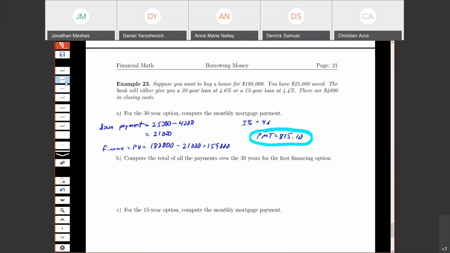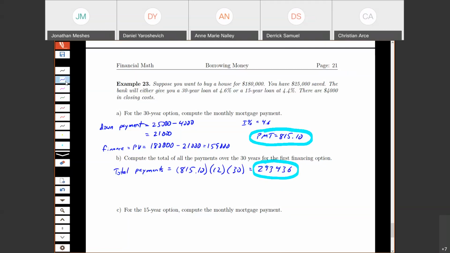Part B, compute the total of all the payments over 30 years for the first financing option. So the total payments is $815.10, 12 times a year for 30 years. I'm going to end up paying $293,436 in total payments. So that's my answer to this part.